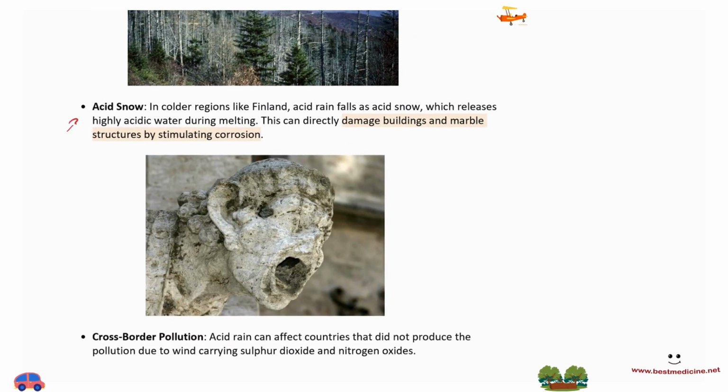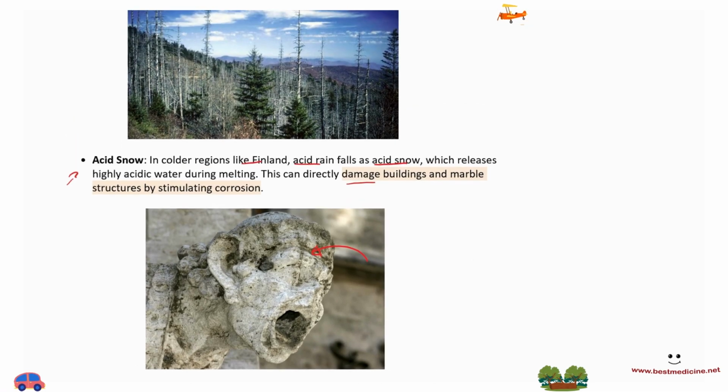Acid snow. In colder regions like Finland, acid rain falls as acid snow, and this can eventually land on structures, like marble structures, and this can directly damage buildings. A popular structure that was damaged by acid rain is the Taj Mahal in Agra, India. The Taj Mahal is made of marble, and remember what happens when acid meets marble, which is calcium carbonate.